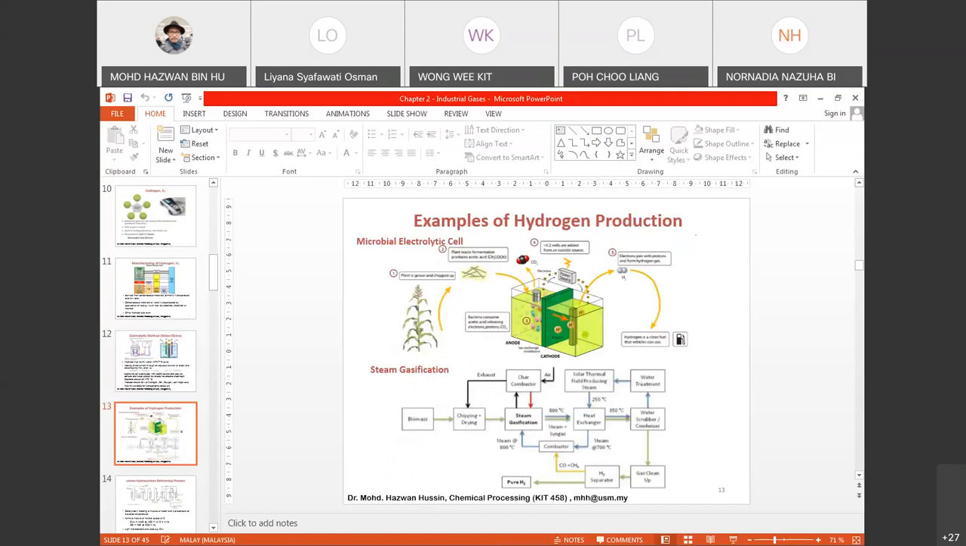Other examples of hydrogen gas production, you can get it from a microbial electrolytic cell, using a fuel cell. And then another method is steam gasification. Gasification is basically a method where biomass is used as a raw material, and then you burn it under oxygen, it will be combusted. Then the gas that is produced will later be treated with steam, and it will convert into hydrogen gas.